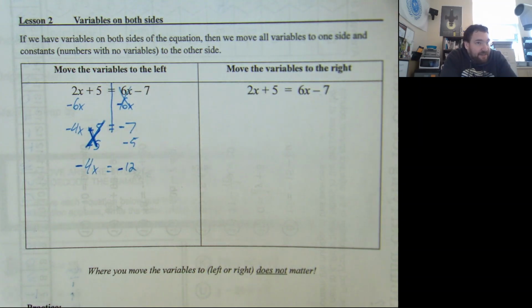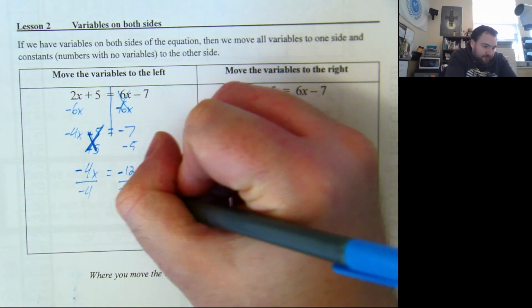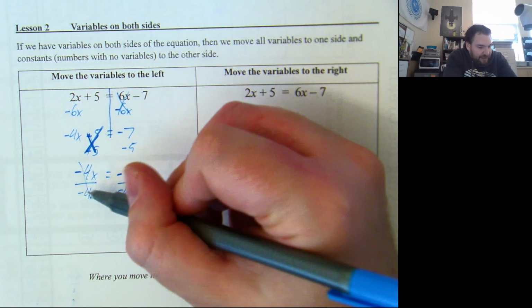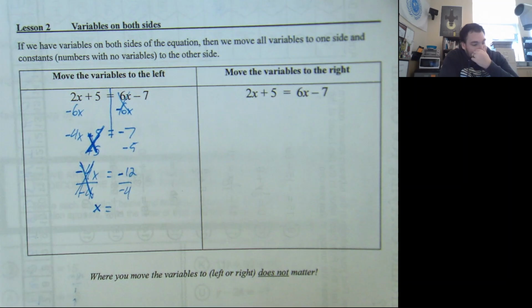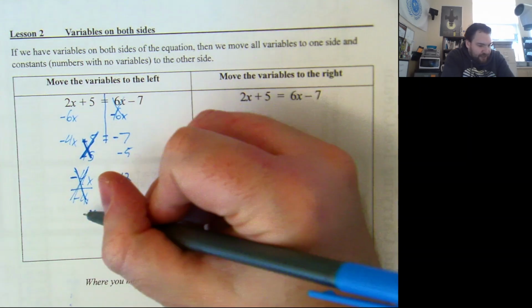Okay, and now to get x by itself, we need to isolate it. How do I get rid of that negative 4? How is the negative 4 attached to the x? It's attached by multiplication. So the opposite of multiplying is dividing. So we're going to divide both sides by negative 4. On the left-hand side, negative 4 divided by negative 4 is 1, cancels out, leaving us with just x. How about negative 12 divided by negative 4? Positive 3. Okay. So x equals 3.